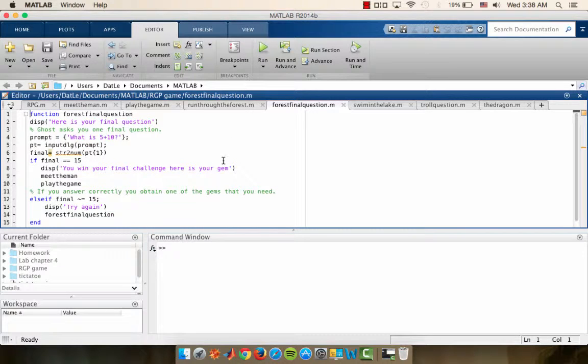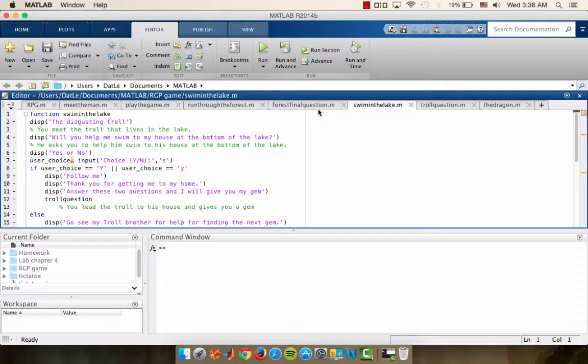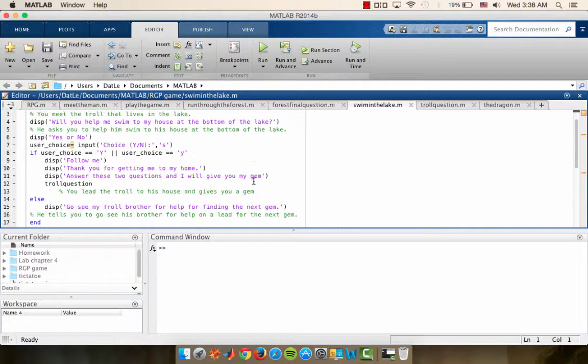Right. So then, in Swim the Lake, you run into a troll who lives at the lake, and he'll ask you to help him swim to his house at the bottom of the lake. If you press yes, then he will go on and continue to ask you 2 questions. If you answer no, it will send you to his brother's house, and his brother will also ask you a question.